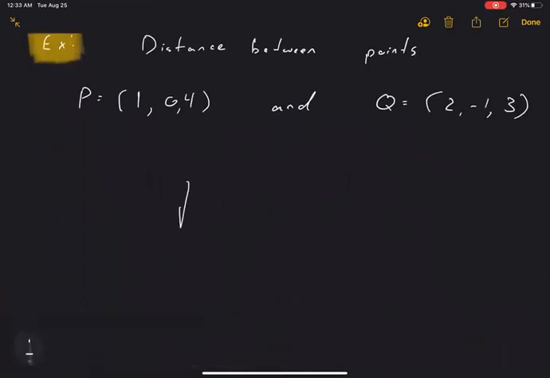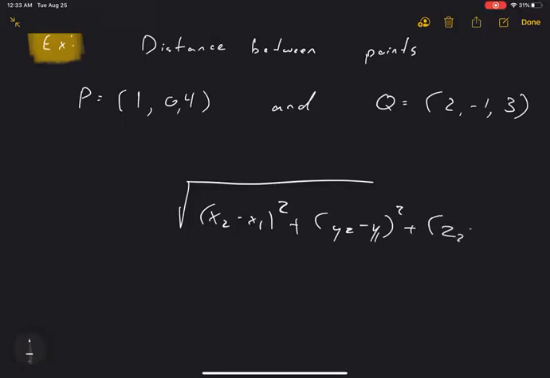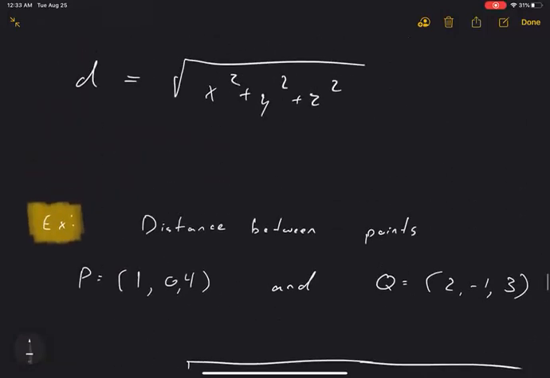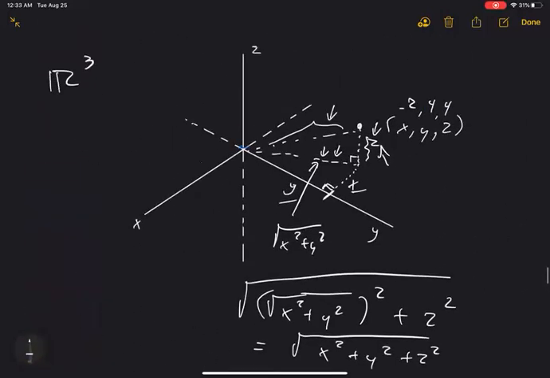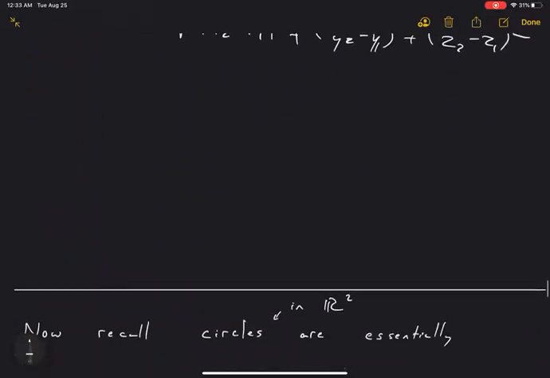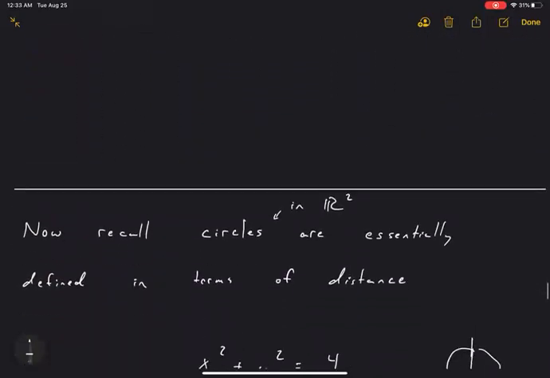In 3 dimensions, it's going to be (x2 - x1) squared plus (y2 - y1) squared plus (z2 - z1) squared. And it's the same process we did here. We're just finding triangles. It really is just a repeated use of the Pythagorean theorem.